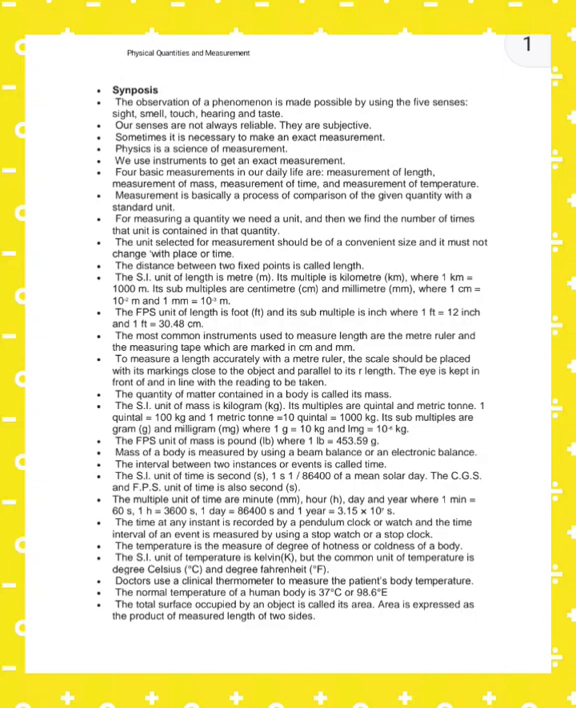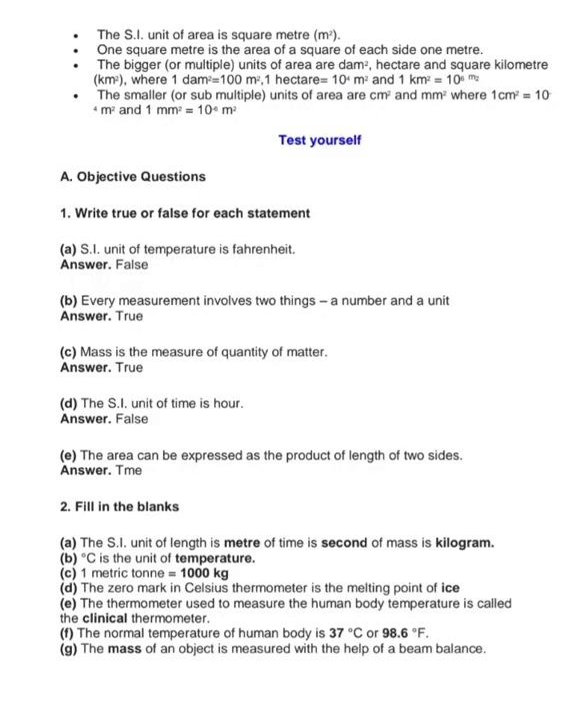The total surface occupied by an object is called its area. Area is expressed as the product of measured length of two sides. Now moving ahead, our further concept, the SI unit of area is square meters, that is m squared. The 1 square meter is the area of a square of each side 1 meter.